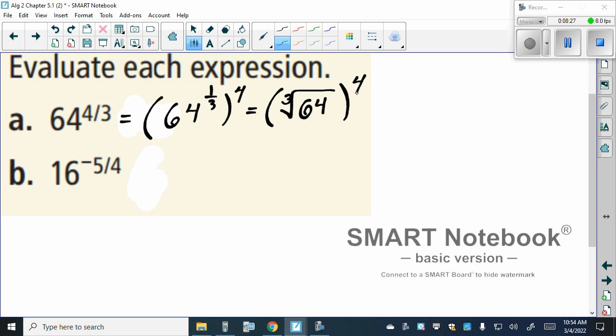Cubed root, because since the 1 is in the numerator for our exponent of 1/3, the 1 would go with the 64, just telling us it's 64. The 3 would be our index, telling us that we're taking the cubed root of 64. And the cubed root of 64 is, well, 4. Because 4 times itself 3 times gives us 64. And last but not least, we need to take 4 to the 4th power, which would be 256.